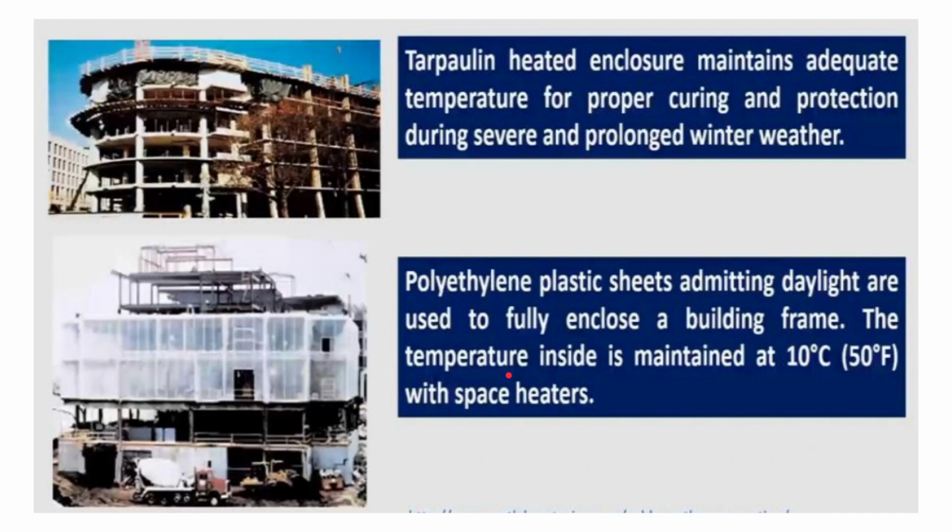After that, you can also see examples of a tarpaulin heated enclosure. As you can see here, this maintains adequate temperature for proper curing and protection during severe and prolonged winter weather, okay. Apart from that, you can also see that polyethylene plastic sheets admitting daylight are used to fully enclose a building frame, okay. The temperature inside is maintained at 10 degrees centigrade, 50 degrees Fahrenheit, with a space heater. So we have to stay above 10 degrees, as we saw in the last slides, as per ACI 306.